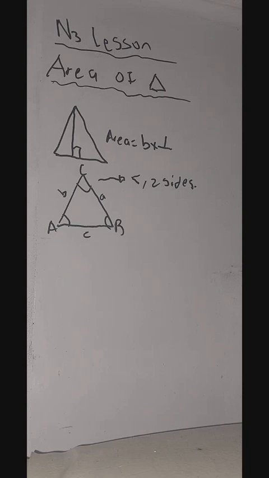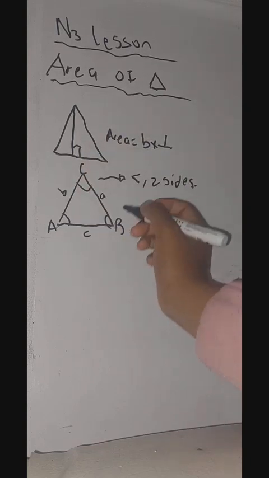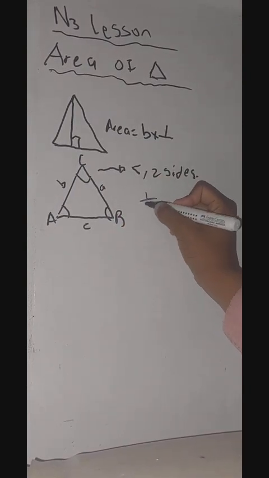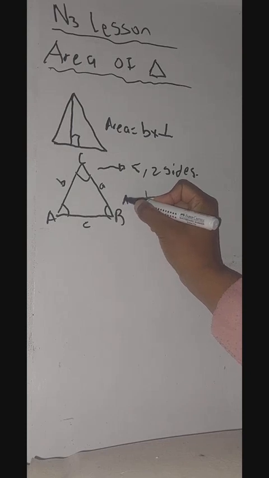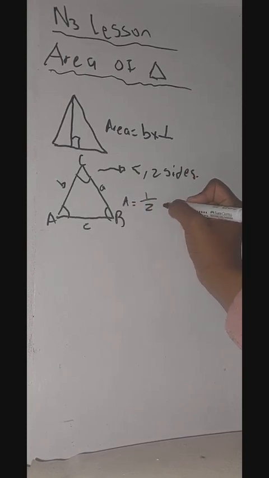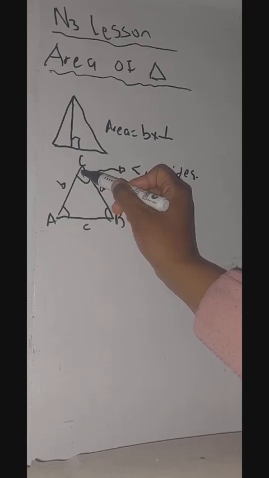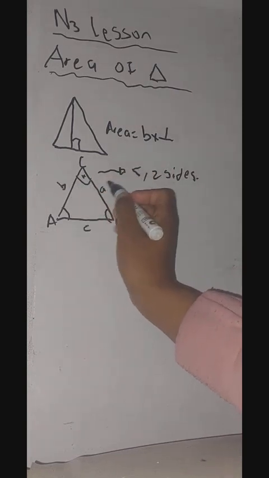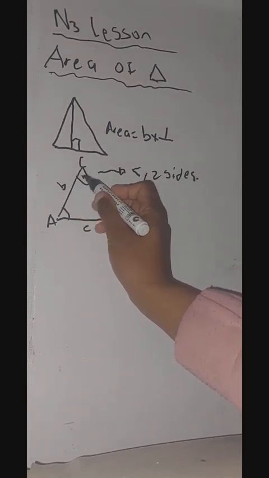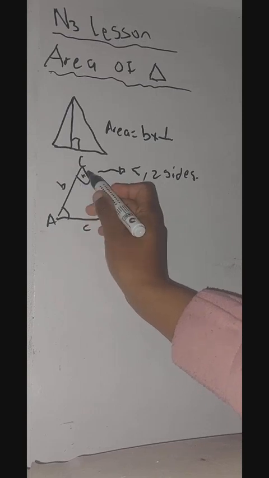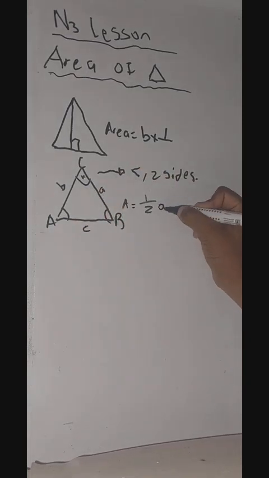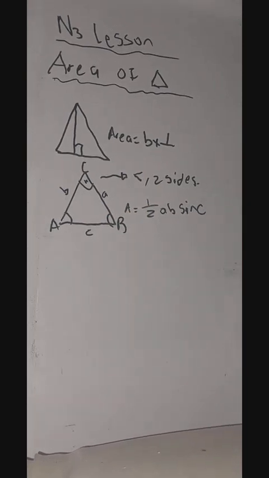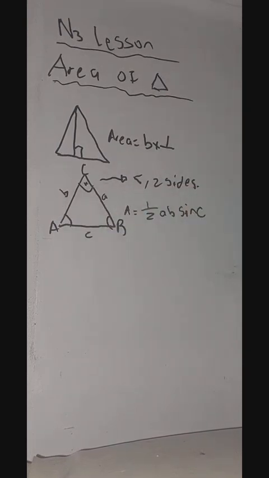If we are given an angle and two sides, we can use this triangle, and using it, we're going to say the area is equal to half. If we are given side C, we're going to say half the sides near the angle in between, which is AB sine C, right? Because C is in the middle of AB.